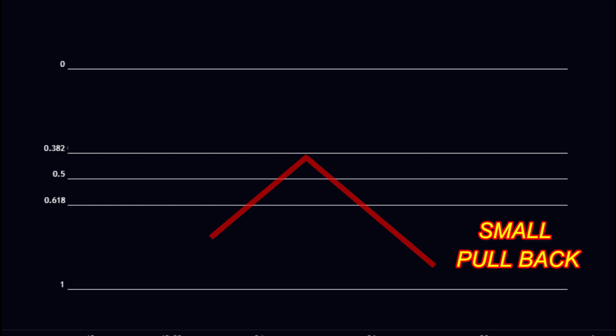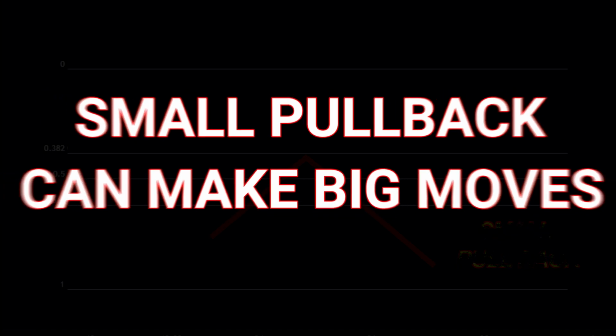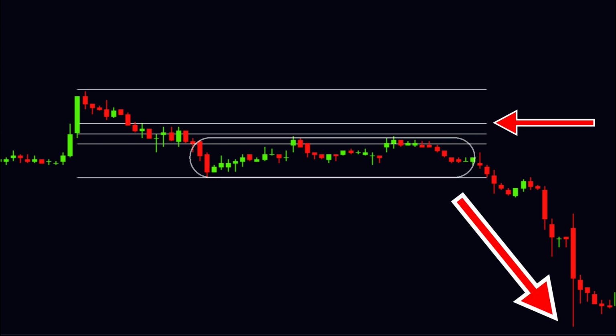Now the secret behind this is that when the pullback of the price occurs and it cannot go beyond the 0.382 level, then this type of pullback is a small pullback. And as I told you before, a small pullback can make big moves. For example, as you can see in the chart, the price has made a strong downward move over here. So, to measure the pullback, we will plot the Fibonacci retracement tool. Now you can see, here the pullback did not go above the 0.382 level. It indicates that there can be a strong downtrend ahead. Thus, after a small pullback, there has been a big downward move.